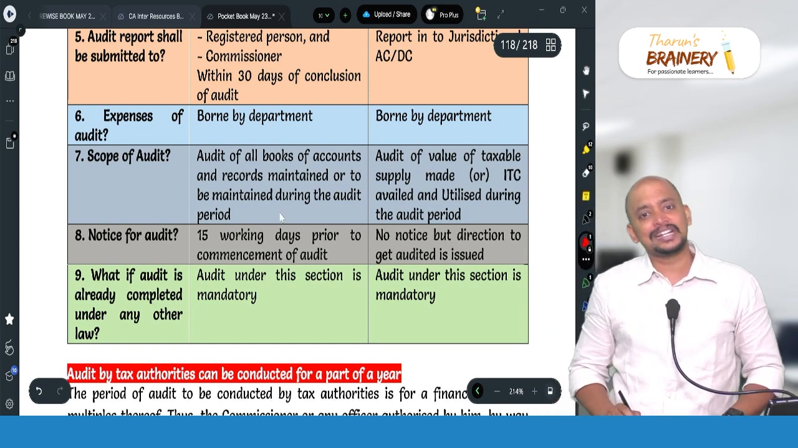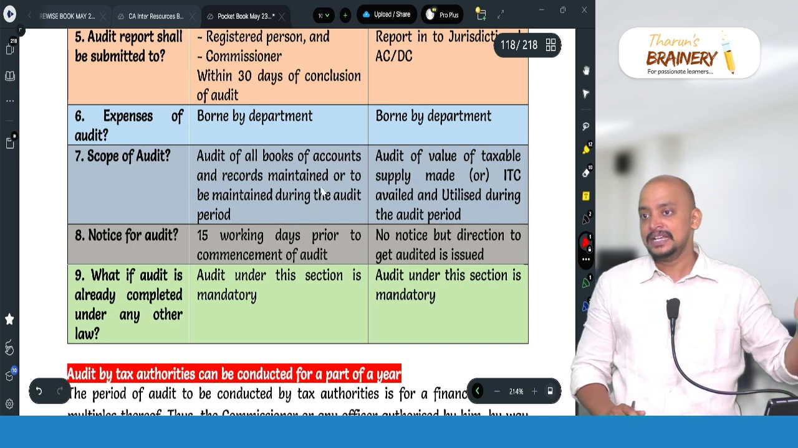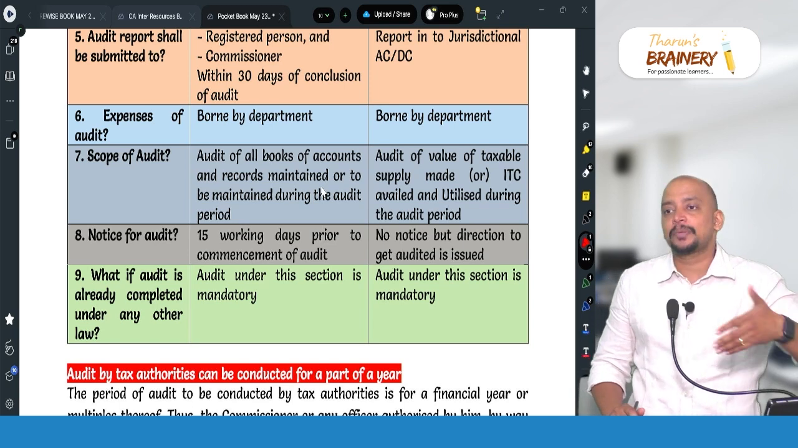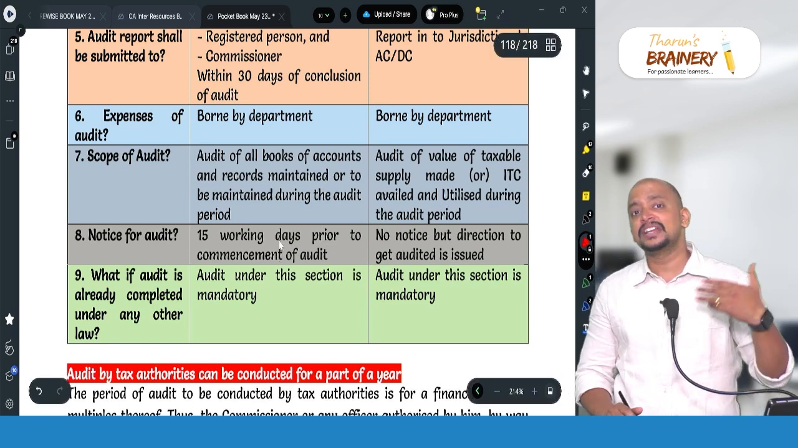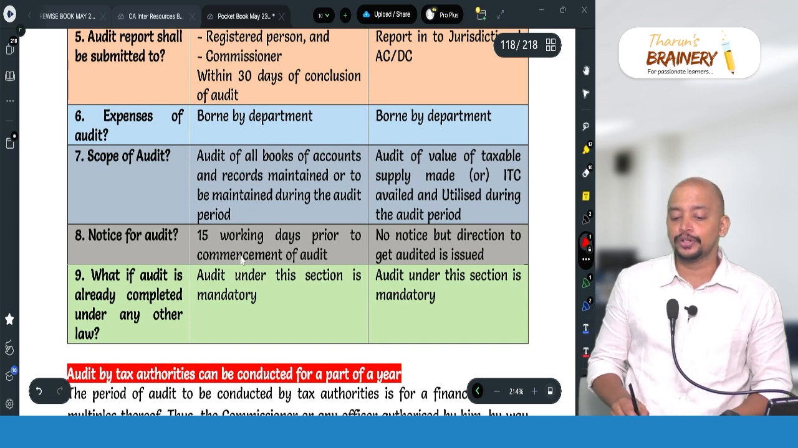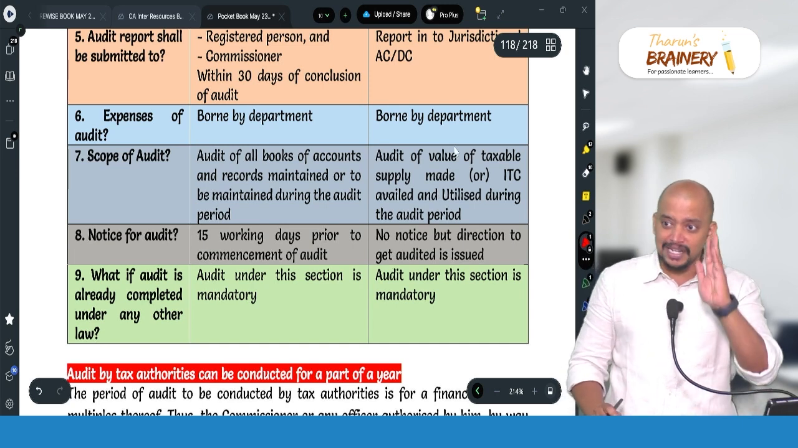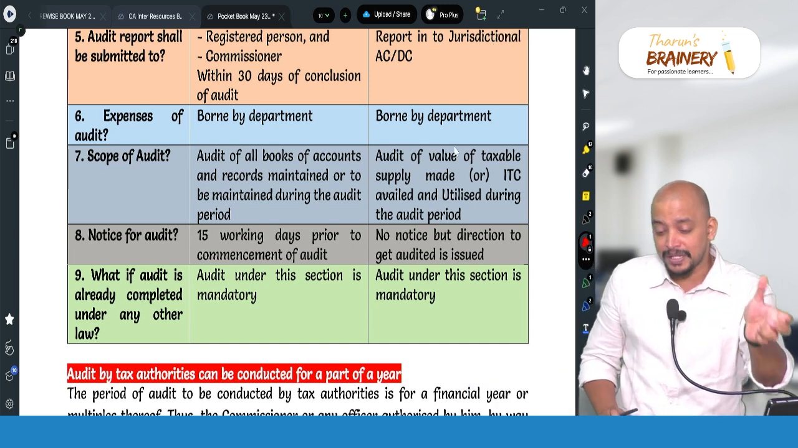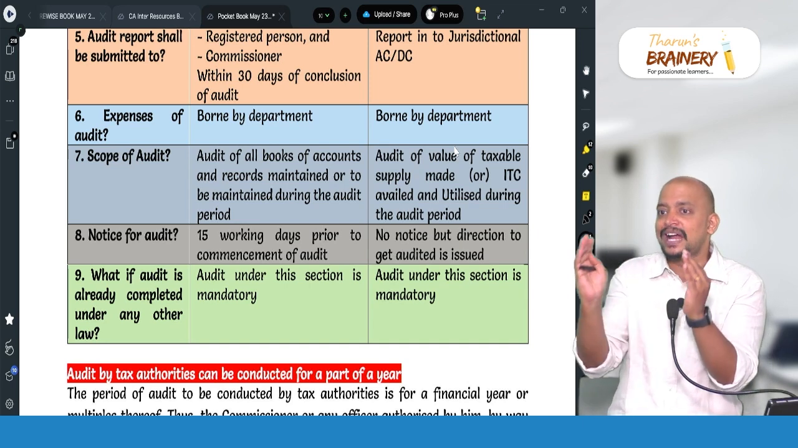And the scope of audit in department audit is that they can verify all records, like whatever records we have seen, the formats, everything. They can verify even the trial balance, the income tax audit report, the cost audit report, all records. Whereas in case of special audit, they can verify only the records relating to value of supply or input tax credit, because there the scope of audit is limited to valuation and ITC.